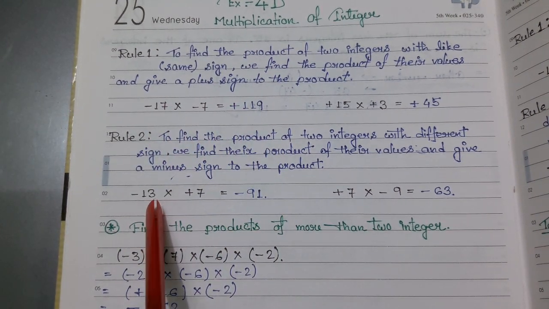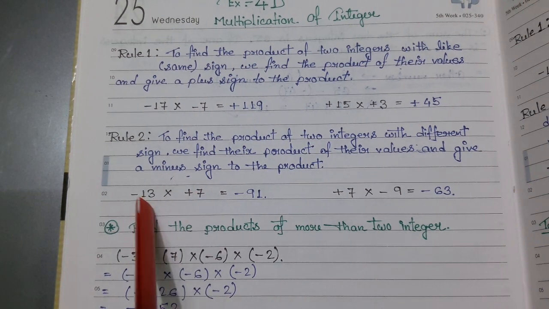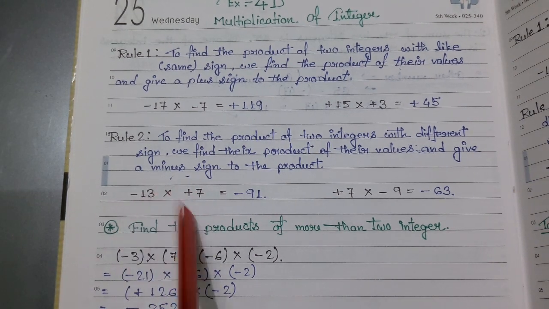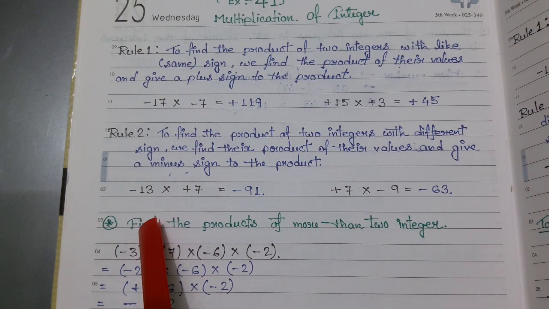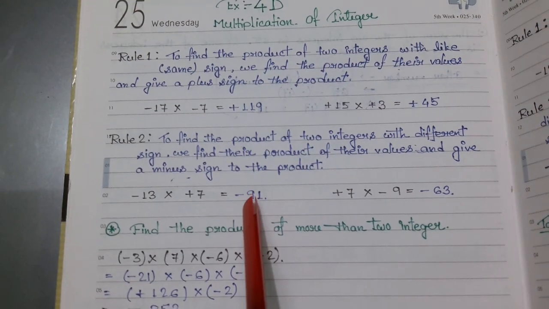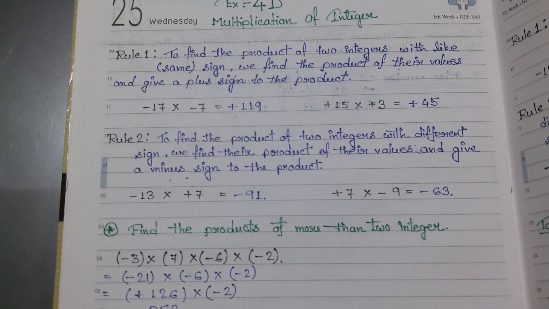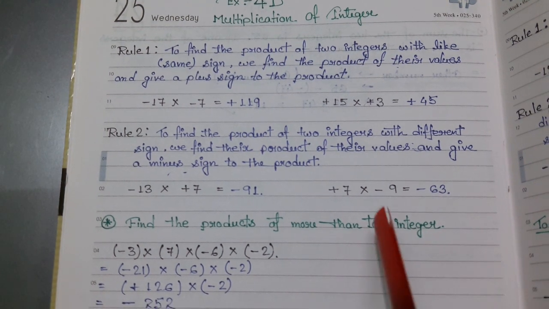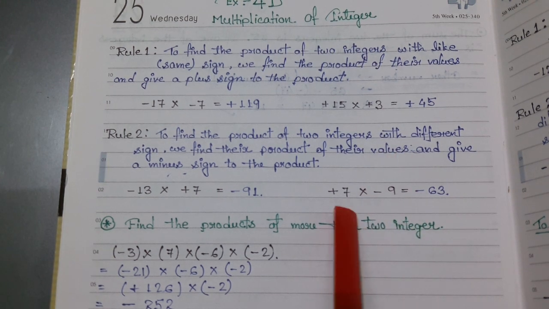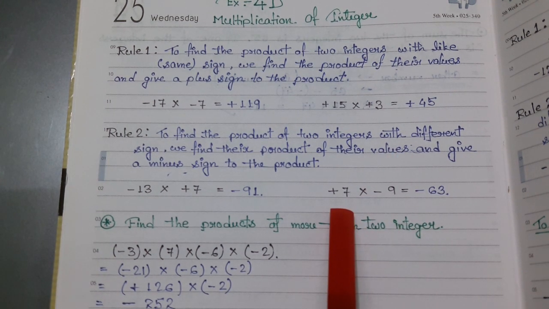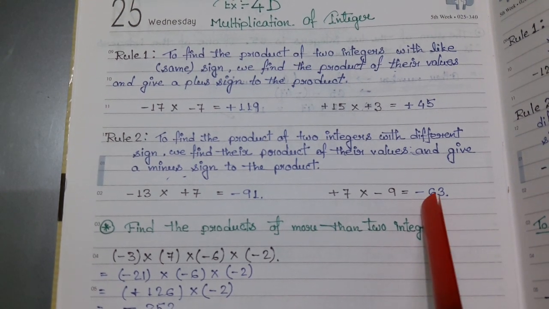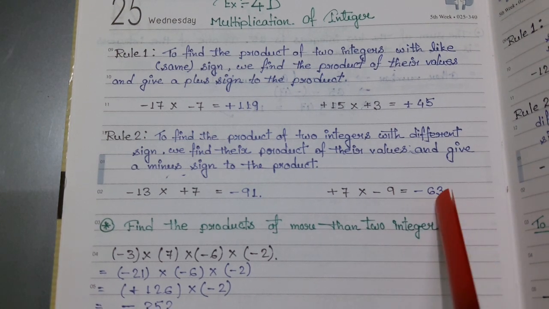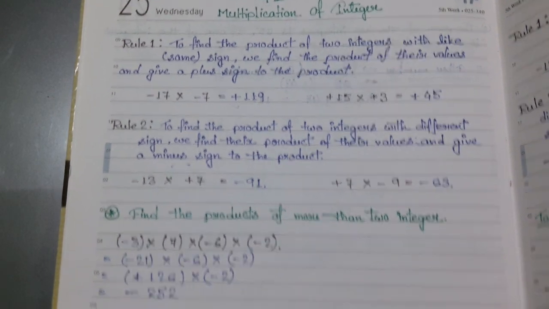See one example. Minus 13 into plus 7. In both cases the signs are different, so the answer will be negative, and we have to multiply 13 into 7, which turns to 91. Take another example. Plus 7 into minus 9. See, in both cases the signs are different, so the answer will be negative, and 7 into 9 equals 63.